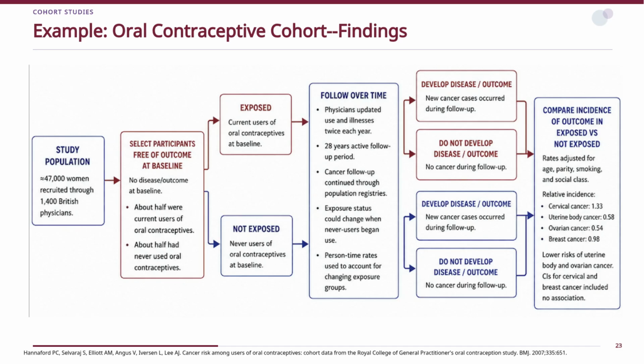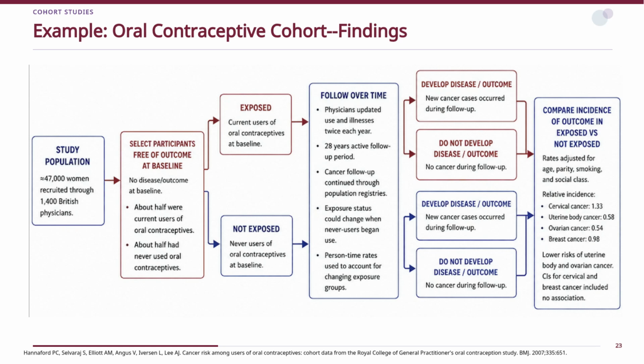Importantly, exposure status could change when women who had never used oral contraceptives started using them, so person time rates were used to account for these changing exposure groups. The researchers then compared cancer incidence between the groups, with rates adjusted for age, parity, smoking, and social class. The relative incidence was 1.3 for cervical cancer, 0.5 for uterine body cancer, 0.5 for ovarian cancer, and 0.9 for breast cancer. The study found lower risks of uterine body and ovarian cancer with oral contraceptive use.